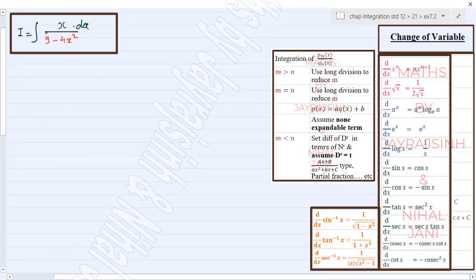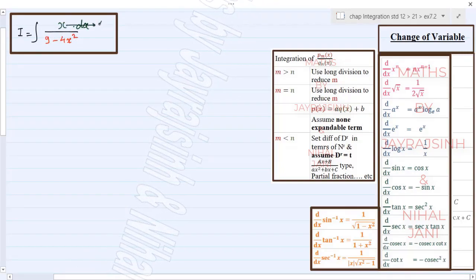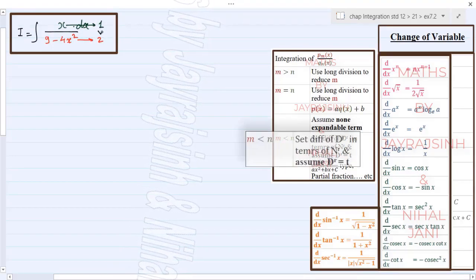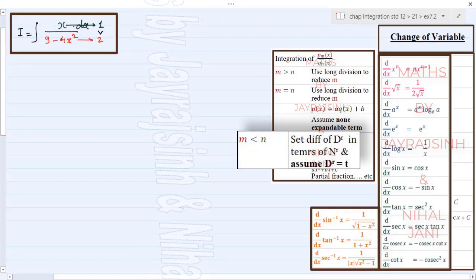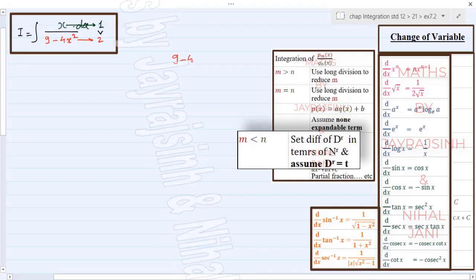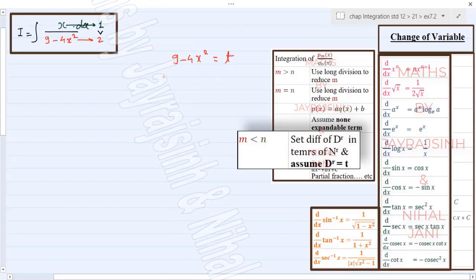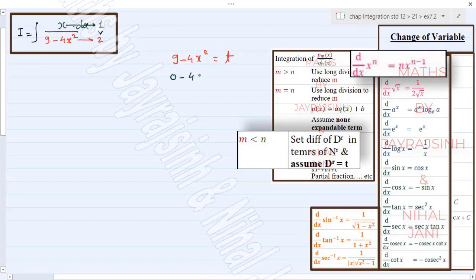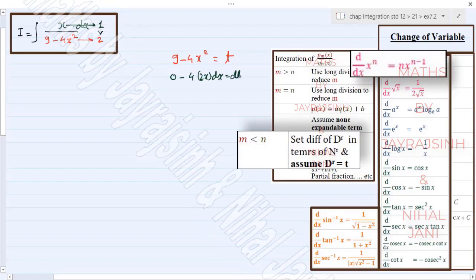Here we have to integrate x upon 9 minus 4x square. Order of numerator is 1 and order of denominator is 2. So here order of numerator is less than order of denominator. So we have to assume the denominator as a new variable, or we can say 9 minus 4x square is t. Now let's differentiate both the sides. Differentiation of 9 is 0. 4 will be as it is. Differentiation of x square will be 2x dot dx will be dt.